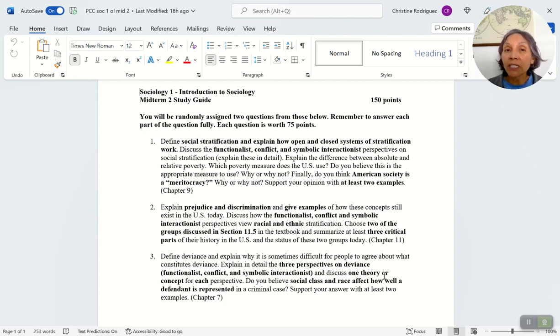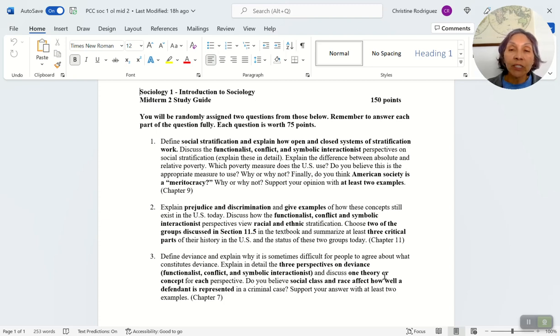Then I tell you to discuss the functionalist, conflict, and symbolic interactionist perspectives on social stratification. And remember, always give an example or two in your discussion. So you can say, well, functionalist theorists view social stratification as, and then, for example, and then that supports the statement that you made. It's always important to support the statement that you make. So in the textbook, those 3 perspectives are discussed.